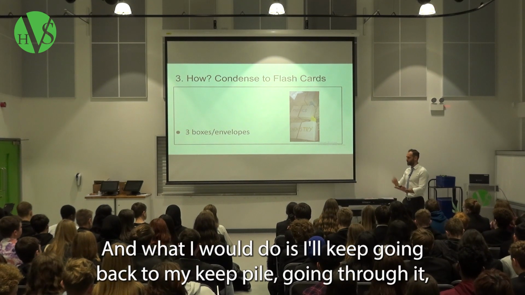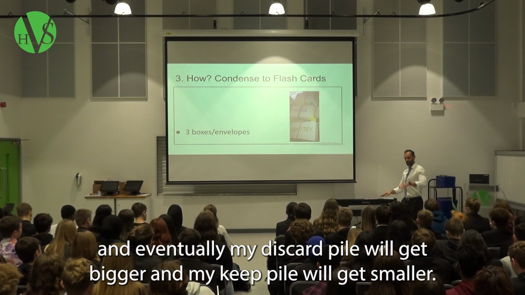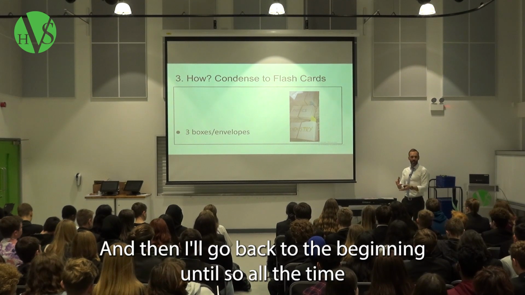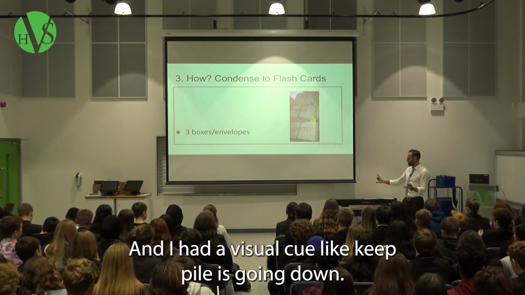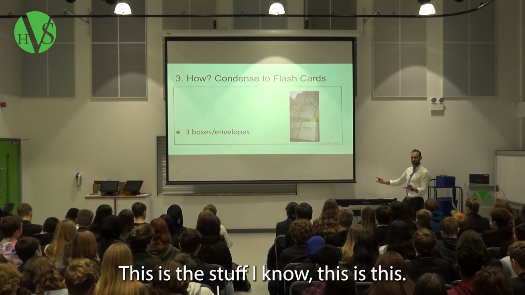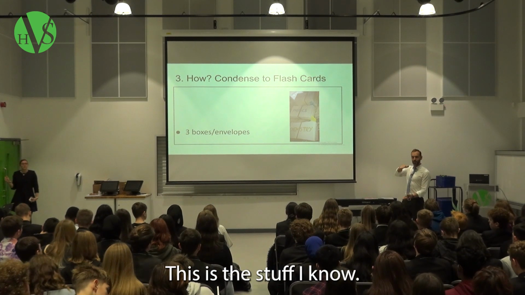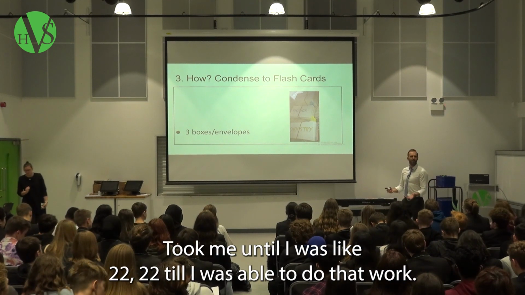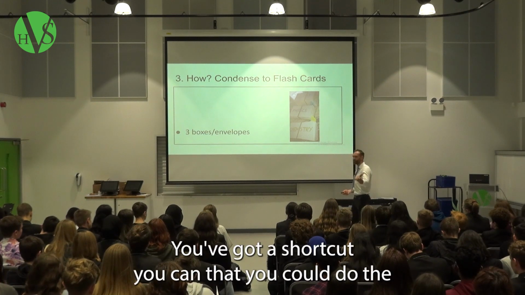And what I would do is I'd keep going back to my keep pile, going through it, and eventually my discard pile would get bigger and my keep pile would get smaller, and then I'd go back to the beginning. So all the time, more stuff would be going into my long-term memory, and I had a visual cue. My keep pile is going down. This is the stuff I know. This is the stuff I don't know. That's how I did it, and I just worked that out for myself. It took me until I was like 22 to be able to do that, but here you've got a shortcut.